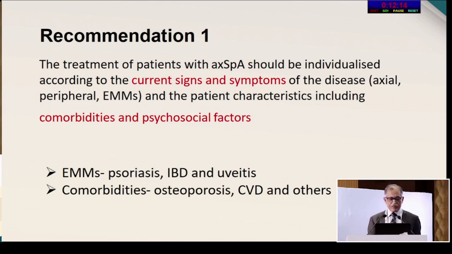So the first recommendation is that the treatment of patients with axial spondyloarthritis should be individualized and focus on current signs and symptoms of the disease, which might be axial, peripheral, or predominantly extramusculoskeletal manifestations, EMMs, as well as take into account the patient characteristics, including comorbidities and psychosocial factors. My comment is that the EMMs, we all know, include IBD, that is inflammatory bowel disease, psoriasis, and uveitis. And the 2 topmost comorbidities in this condition are osteoporosis and cardiovascular disease risk.